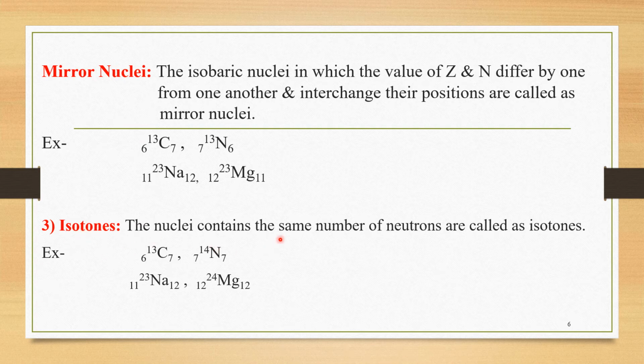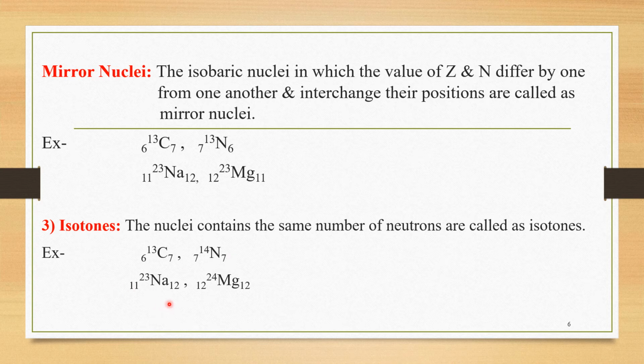Nuclei that contain the same number of neutrons are called isotones. Whenever nuclei consist of the same number of neutrons, they are called isotones. The simple example is the nuclei of carbon and nitrogen. They are isotones. Now why are they isotones? If we look at the number of neutrons, in the carbon nucleus the number of neutrons is equal to 7, while in the nitrogen nucleus the number of neutrons is again equal to 7. So we can say that as the numbers of neutrons are equal, they are called isotones.